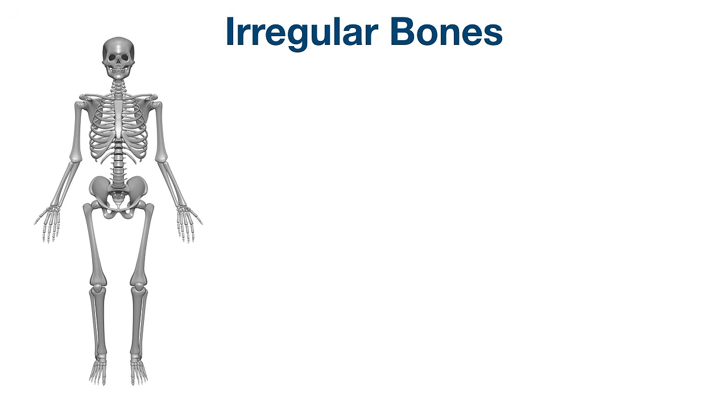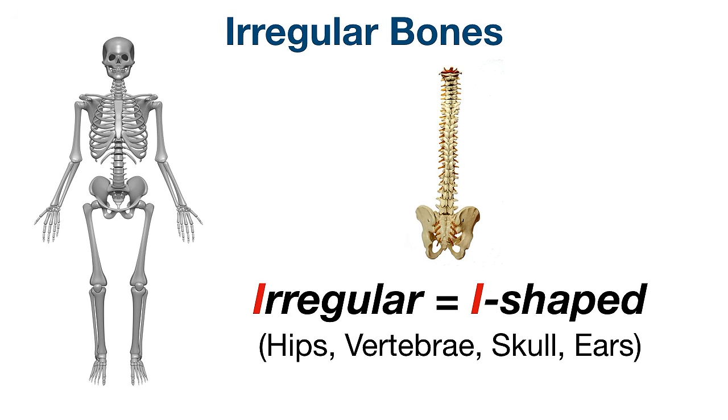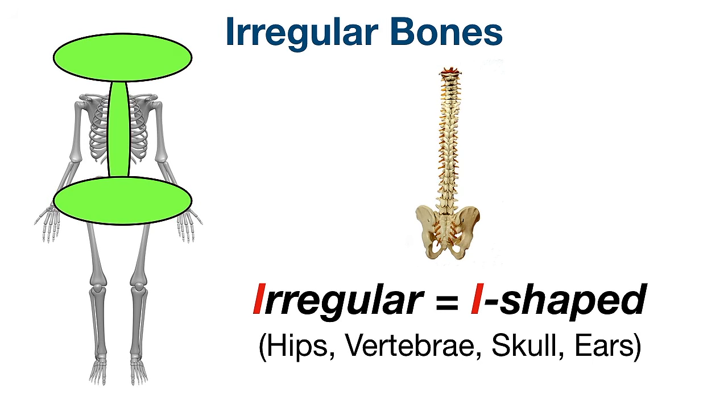The final major classification is the irregular bones. The irregular bones get their name for their odd shapes that do not fit the other categories of long, short, flat, or sesamoid. The trick to remember the irregular bones is they collectively make an eye shape. So what do we mean by that? The irregular bones are mainly found in the hips, spine, skull, and ears. Here's the cool trick. If we fill in our shapes, we get the letter I to help us remember the overall location of the irregular bones.